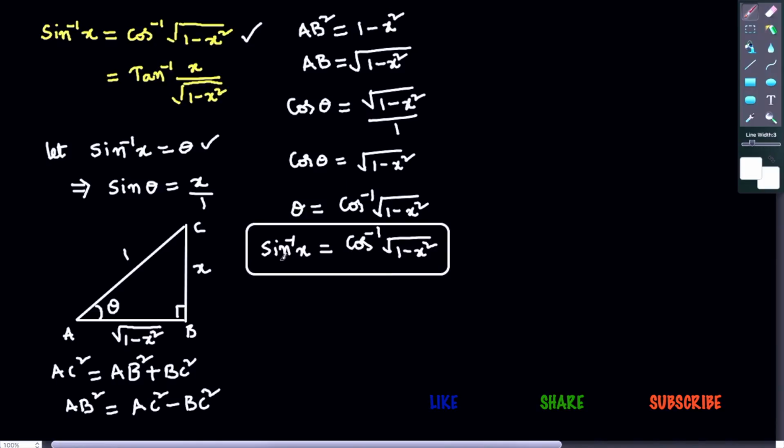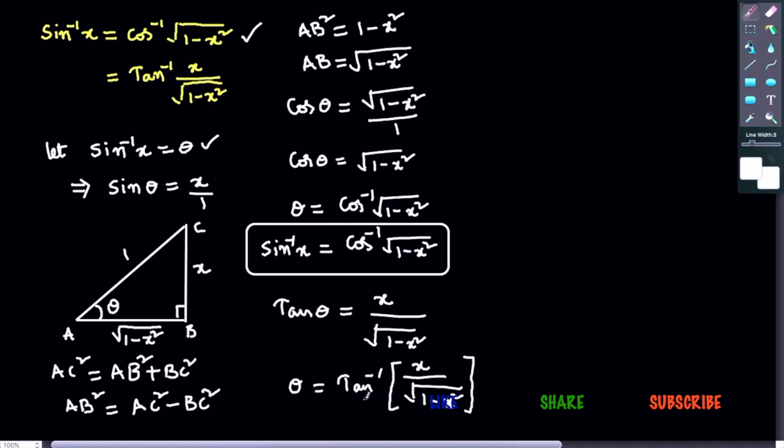Similarly, sin inverse we can express in terms of tan inverse also. Very simple. From the diagram, if you want to express sin inverse in terms of tan inverse, you write tan theta. What is tan theta from the diagram? Tan theta is equal to opposite side by adjacent side. So opposite side is x divided by adjacent side root over 1 minus x square. From this, theta is equal to tan inverse of x divided by root over 1 minus x square.